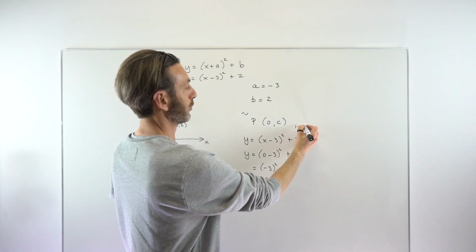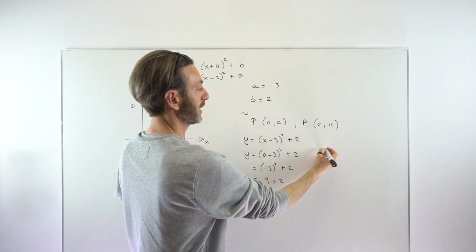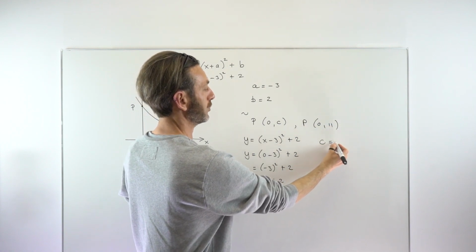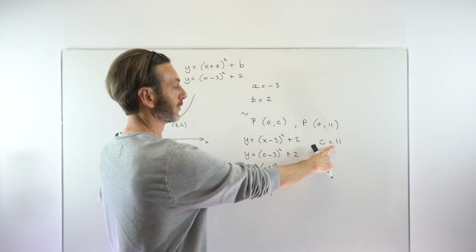So the full coordinates of point P, (0, 11), and that means in particular, in our question, the c value itself, which is what the question is ultimately asking for, the c value is 11.